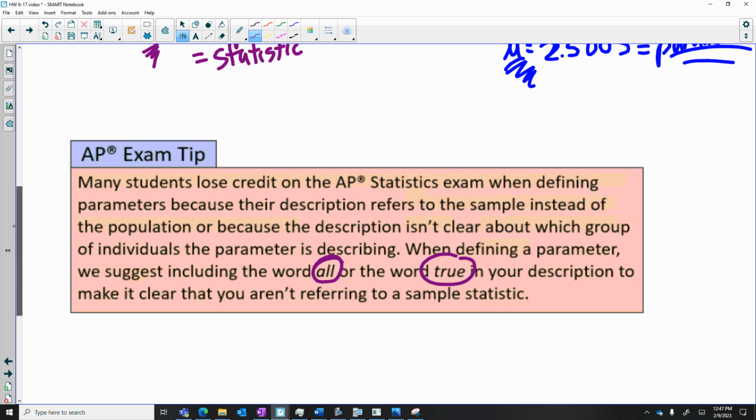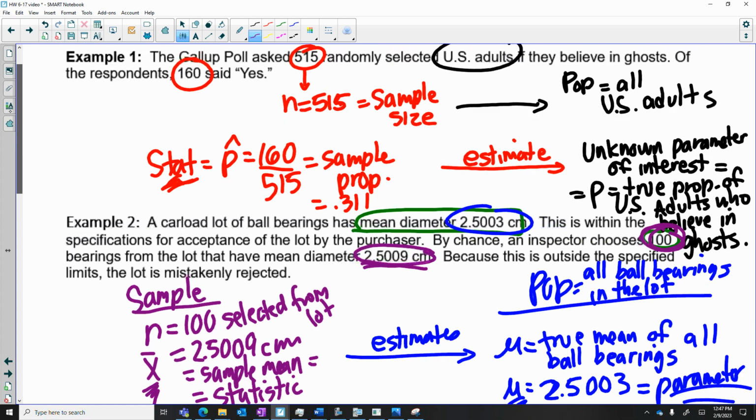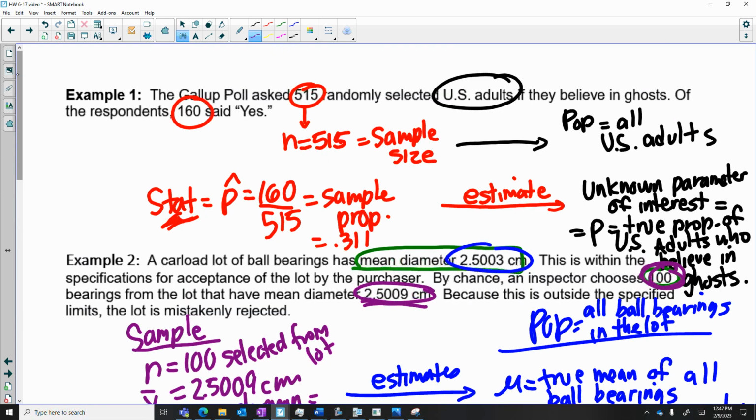So that's what I tend to do all the time. So if you go back to number 1 with the ghosts, I did say the population is all US adults because that's everyone. And then the unknown parameter p is the true proportion of all the US adults. So that's what makes it a parameter and not something from a small group. All right, that's it.